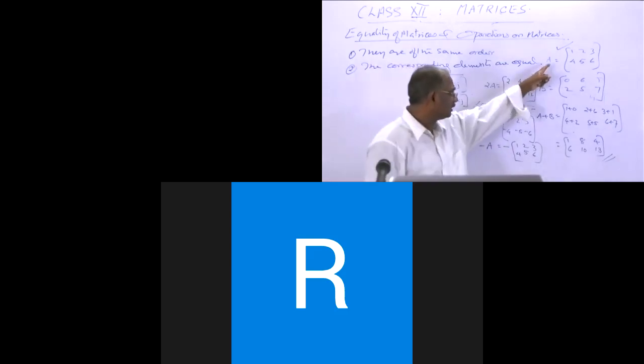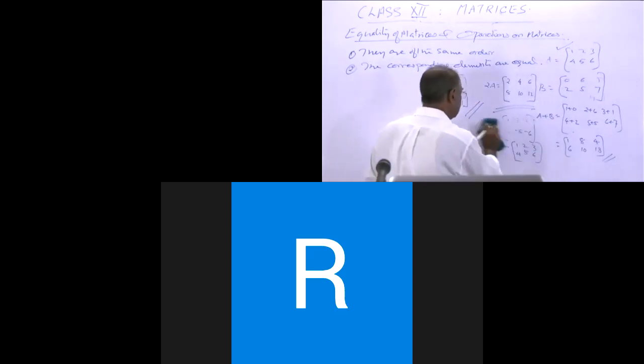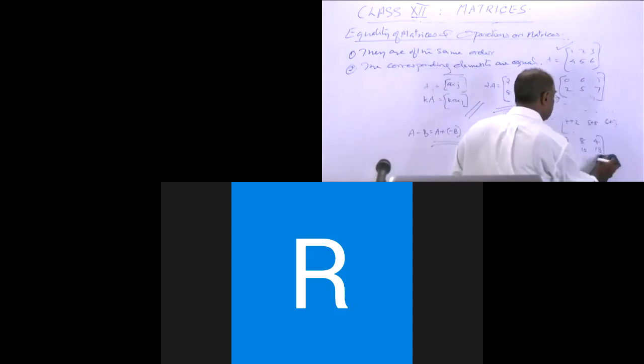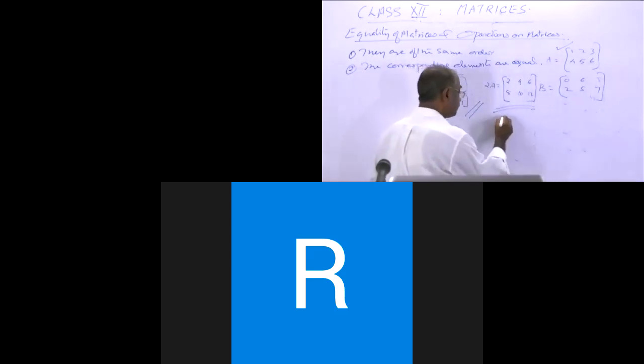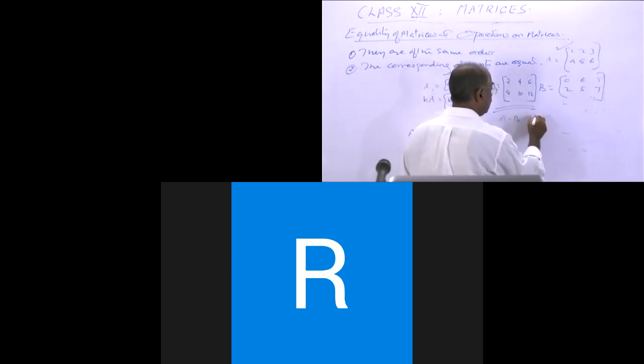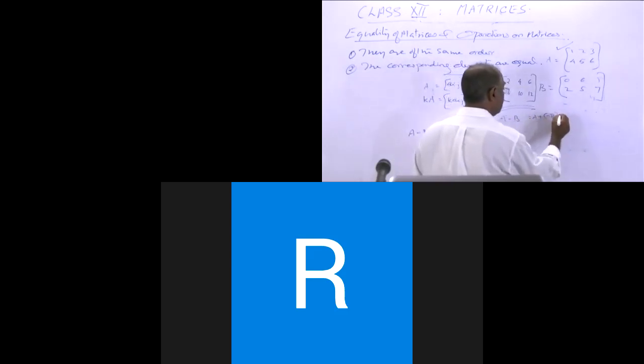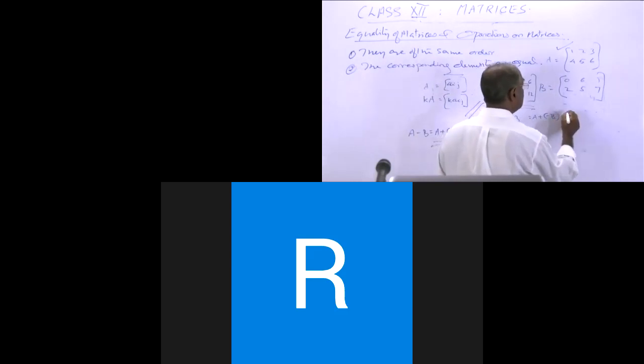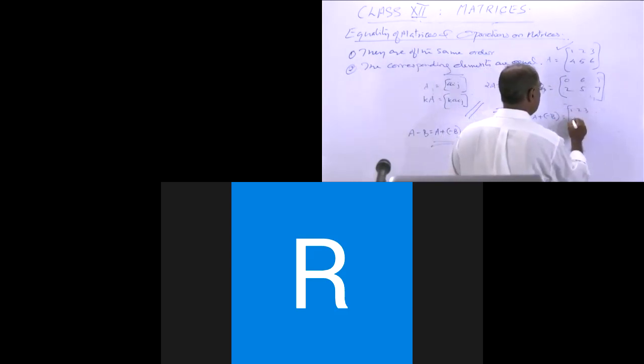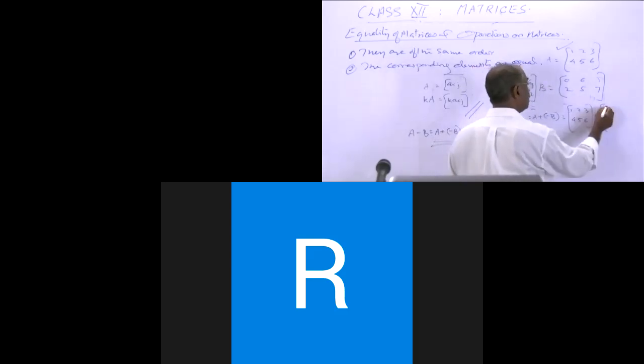For example, consider this A and this B. Then A minus B is equal to A plus minus B, which is equal to 1, 2, 3, 4, 5, 6 plus minus B. Minus B is 0, minus 6, minus 1, minus 2, minus 5, minus 7.